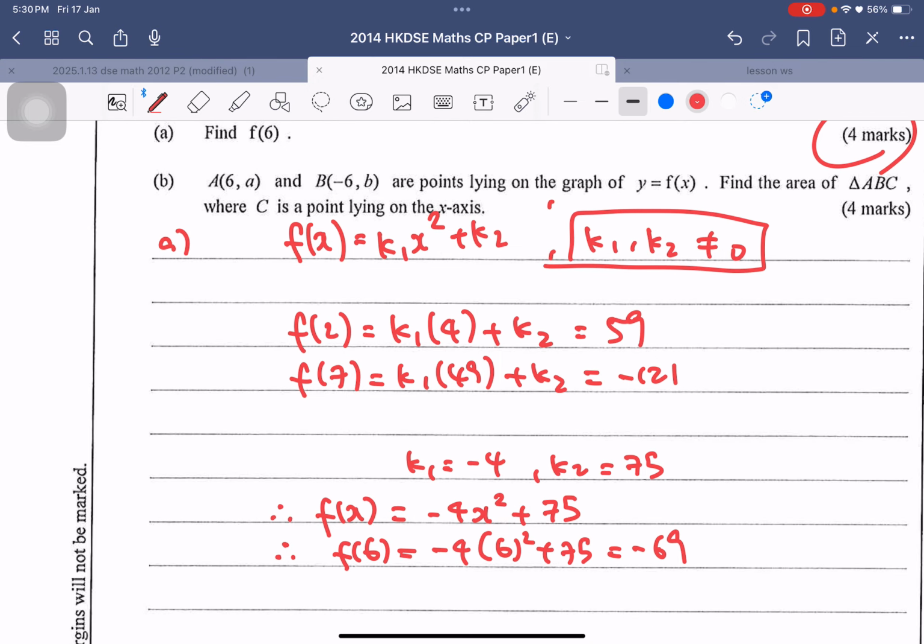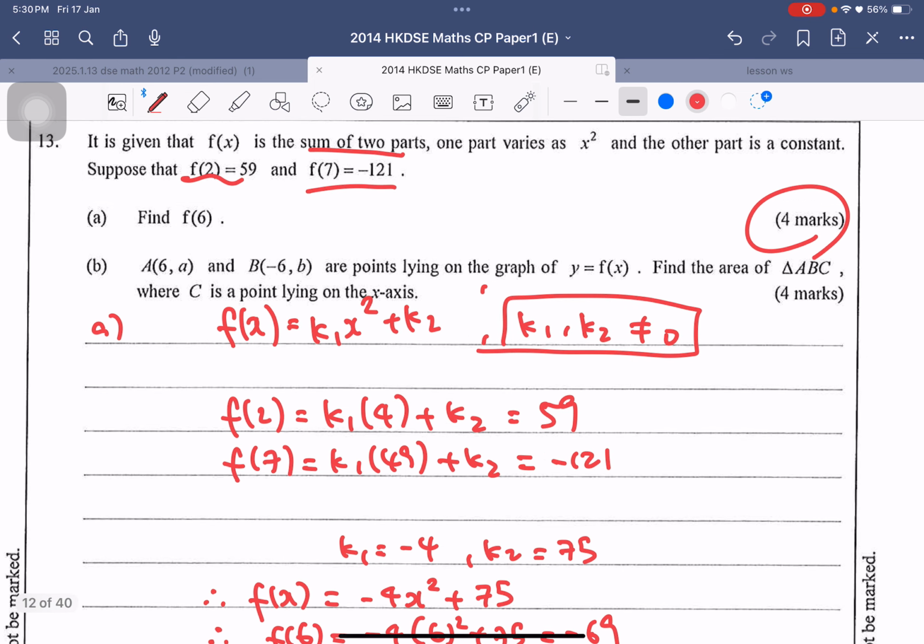Okay? And then what's the next step? Let's look at the next page. Next part, I mean. So we have 2 points, A and B, A point lying on the graph. Find the area of triangle ABC. Then we need to draw the diagram.